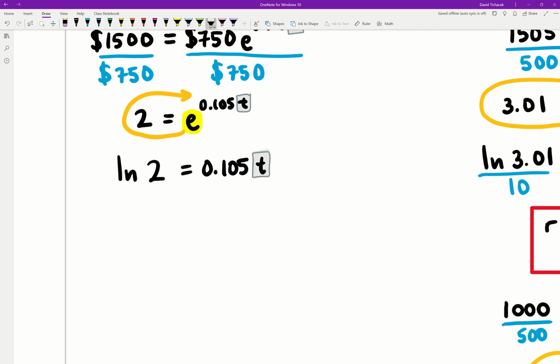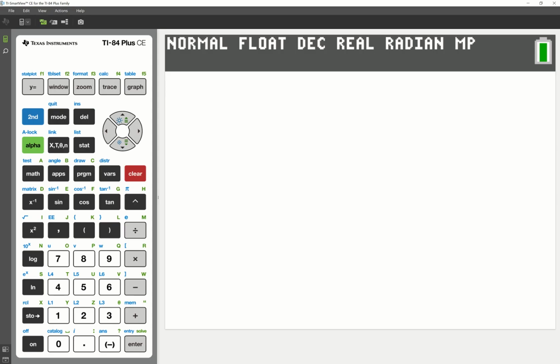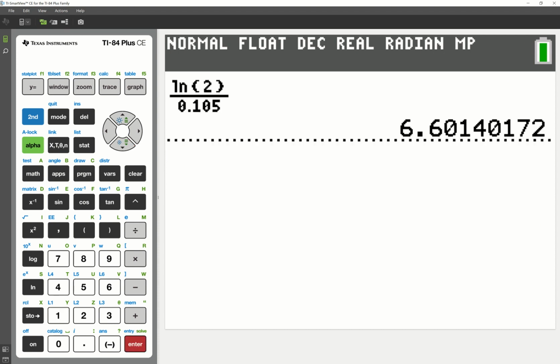And of course, to get t isolated here, we just have one more step. We just need to go through and divide both sides by that decimal number 0.105. And then we can punch that into the calculator and we can get our answer pretty easily. Okay, so we'll say t is approximately equal to, we know that these decimal numbers cancel over here on the right-hand side, and so what we're just going to punch into the calculator is this right here, the natural log of 2 divided by 0.105. And so let's go ahead and go to the calculator and punch that in.